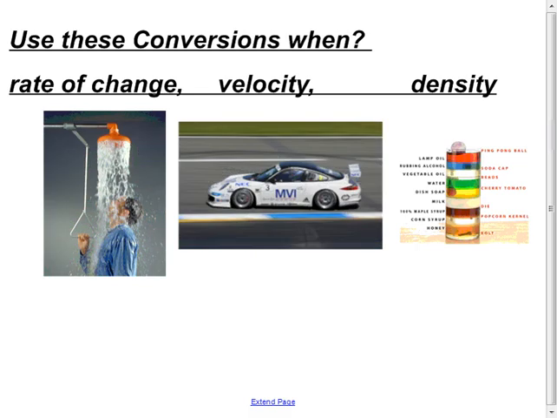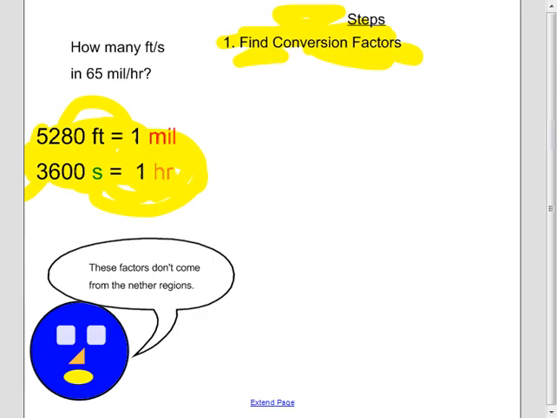Now, these types of conversions, these multi-steps, they're used when I have a rate of change, how much velocity, density. Those are the types of measurements they are used for. Now, the steps for these conversions are the same. I always start with how am I going to go from where I am to where I want to go? What are the conversion factors I need? I got to get them.